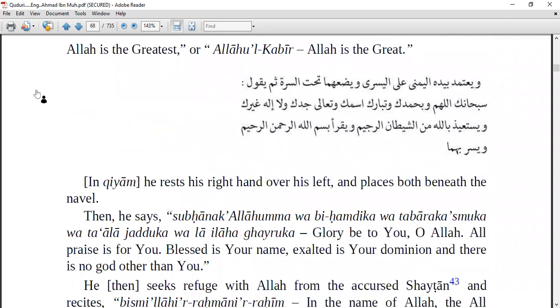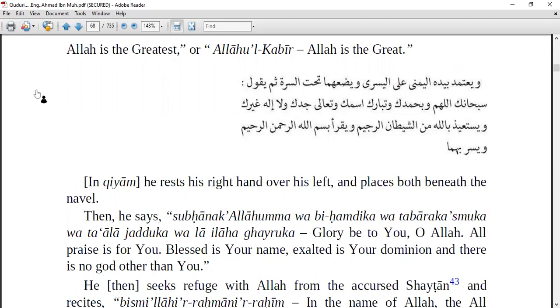Now, once you've said your takbir, what do you do next? ويعتمد بيده اليمنى على اليسرى ويضعهما تحت السرة. For the man, he then places his right hand over his left hand and he places both of them beneath the navel. For women, they do the same, except for placing it beneath the navel, they place it on their chest. So you first place the left hand, then the right hand goes on the left hand. And then you say the thana.